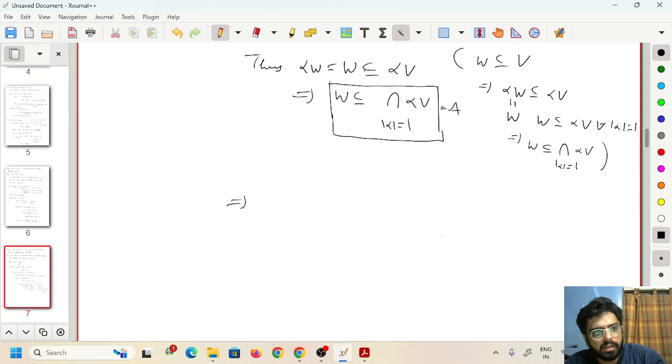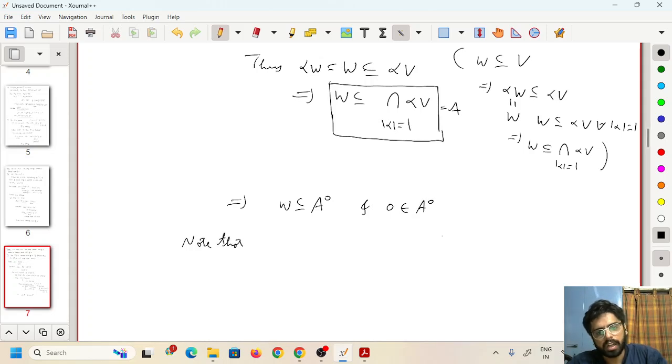This is nothing but our A. This implies W, and W is an open set containing 0. So W is contained in A interior and 0 belongs to A interior, right? W is contained in A interior and 0 belongs to A interior.